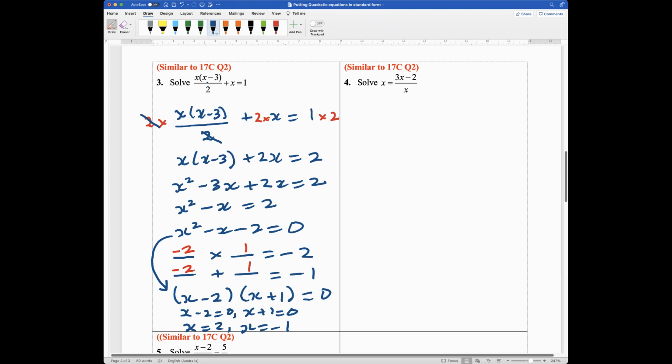That's similar to a question in 17C question 2. Let's have a look at the next one. Now again, you've got a denominator here. We want to get rid of the denominator. So what we're going to do is, I'll just write it over here, just create a bit of room. We're going to have an x there, and then so just rewriting the equation here. Now, to get rid of that denominator, we're going to multiply everything by x. Okay, so put an x here. I'm going to put an x here.